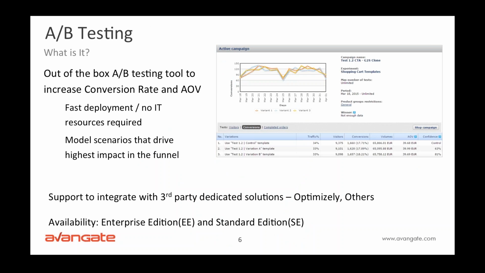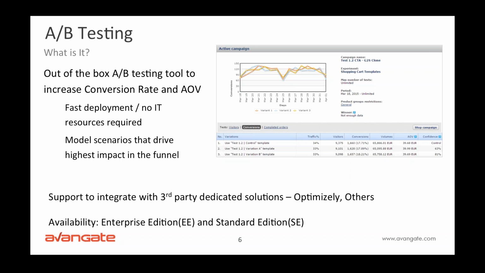What is unique is we want to make sure that from Avangate, you actually have the tools to do a basic level of testing that you can get started really fast without any additional deployment of resources or requiring IT help to the greatest extent possible. Now, we want to help you model those scenarios that drive the highest level of impact on the funnel. And we also understand that there's dedicated third-party solutions out there. For example, Optimizely comes to mind, that we want to make sure that you can actually integrate with those guys if you so choose. But the main idea is what can we help you with right out of the box? And this is, by the way, available in the new Enterprise Edition as well as the Standard Edition.